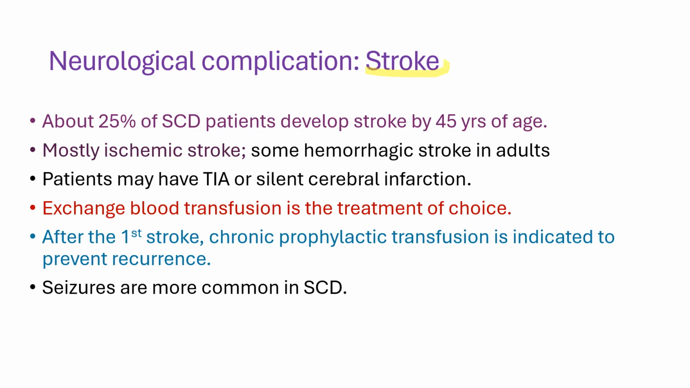Stroke is a dangerous complication occurring in about 25% of patients by age 45 years. Mostly ischemic stroke, but some hemorrhagic strokes in adults. Patients may have TIAs or silent cerebral infarction. The treatment of choice is exchange blood transfusion. Please remember, can you give tPA, thrombolytic therapy? No, it's not indicated. After a stroke, chronic prophylactic transfusion is indicated to prevent recurrence. And seizures are more common in sickle cell disease.